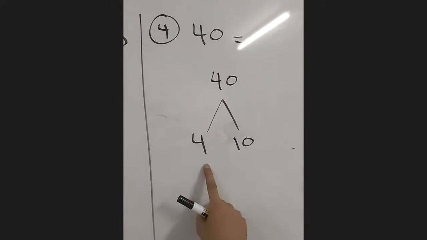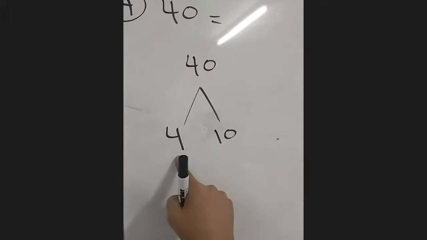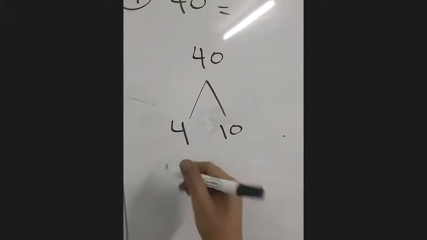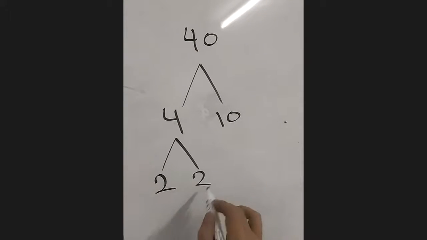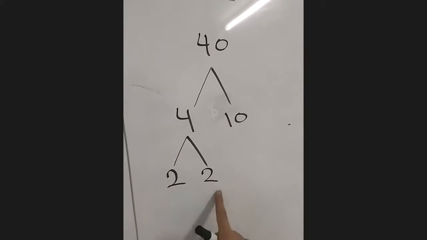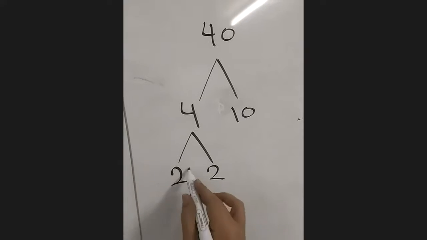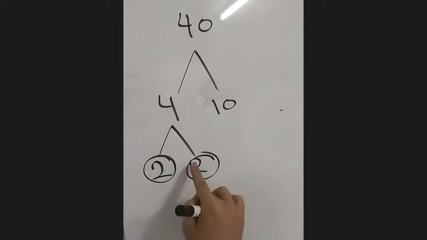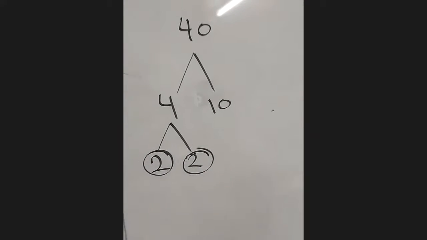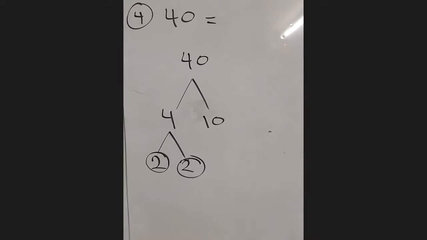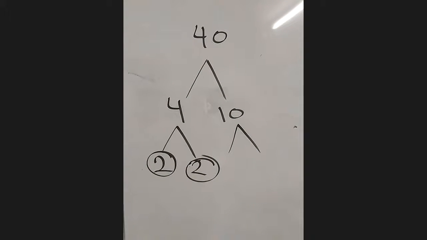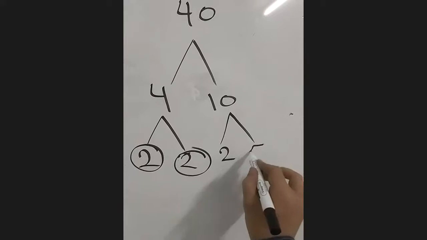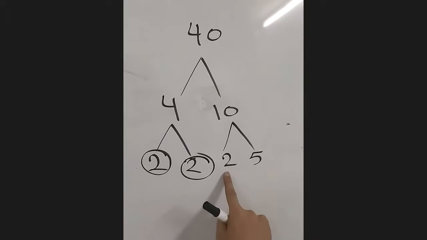Can we do more for the 4? Yeah. We put a circle on it? No, we can do 2 more. 2 and 2. Can we do more for these 2's here? No, so we put circles. How about the 10, ya Isa? Yes, we can do 2 and 5. 2 and 5, excellent.